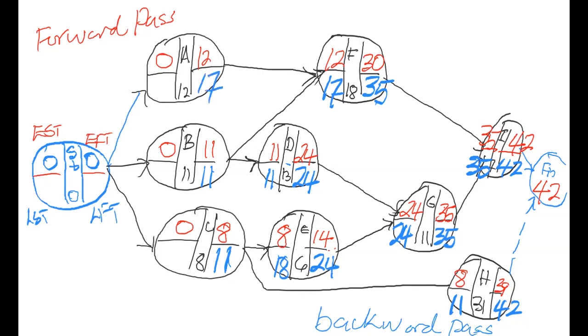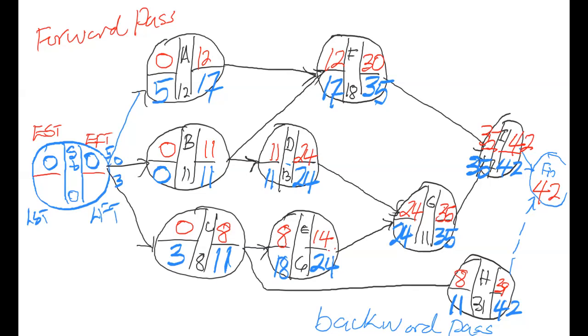So we have determined the late finish for A, B, and C. We can now determine the late start. So for C, it's 11 minus 8, and that would be 3. For B, it would be 11 minus 11. That's the blue 11 minus the black 11. That would be 0. And for A, it would be 17 minus 12. That is 5. Good. So going back to the start node, you have 5 coming from A, you have 0 coming from B, and you have 3 coming from C.